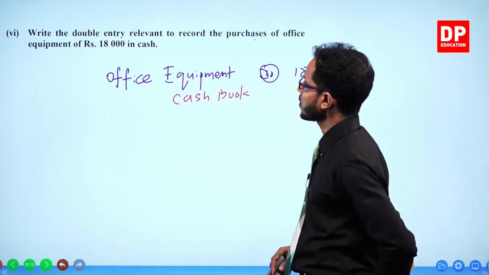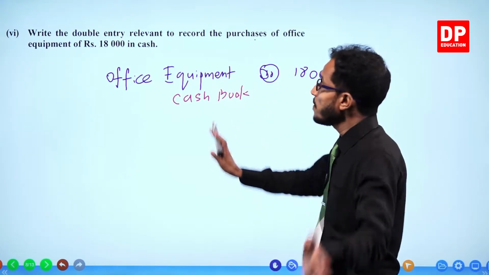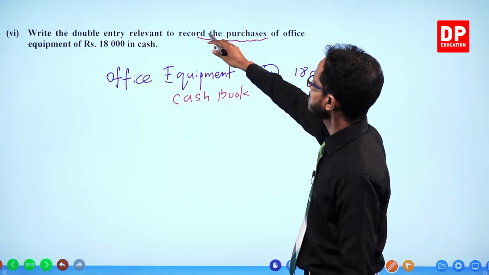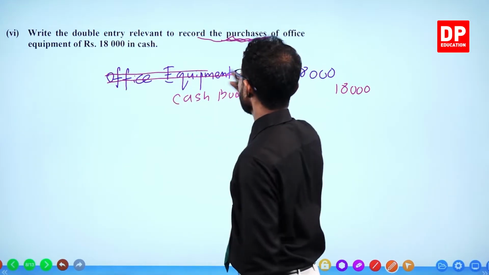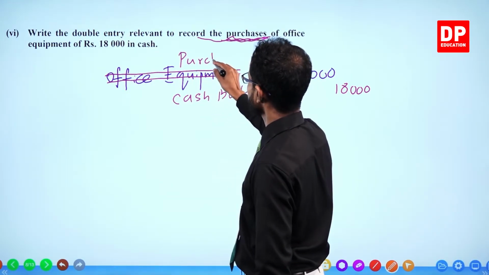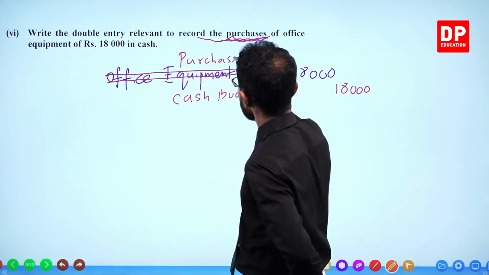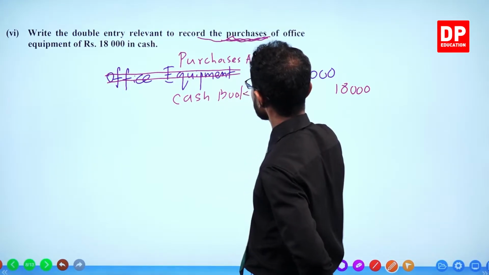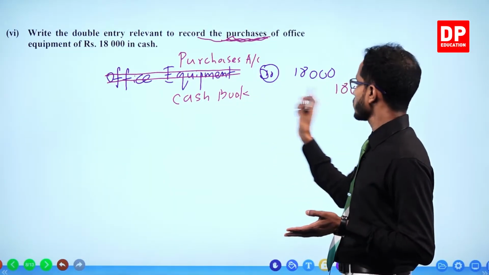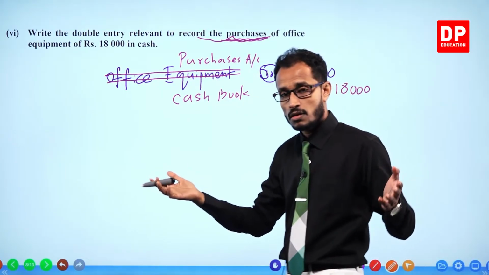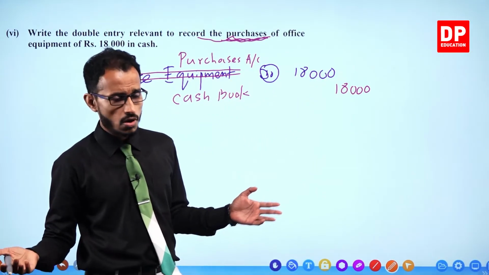Got it? Why can't you write the double entry in this way? You write purchases, debit. Purchases account, debit. Why can't you write purchases debit and cash book credit? It's wrong.